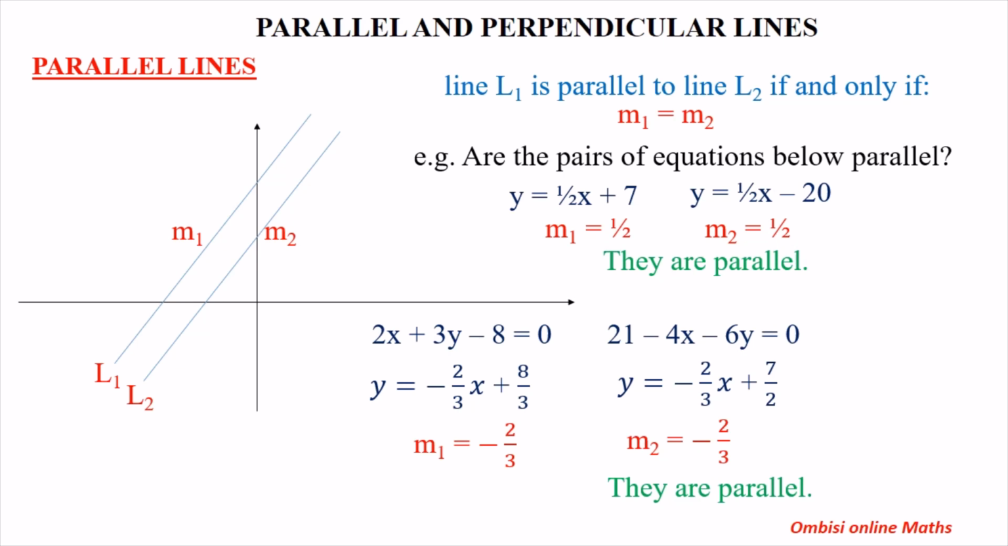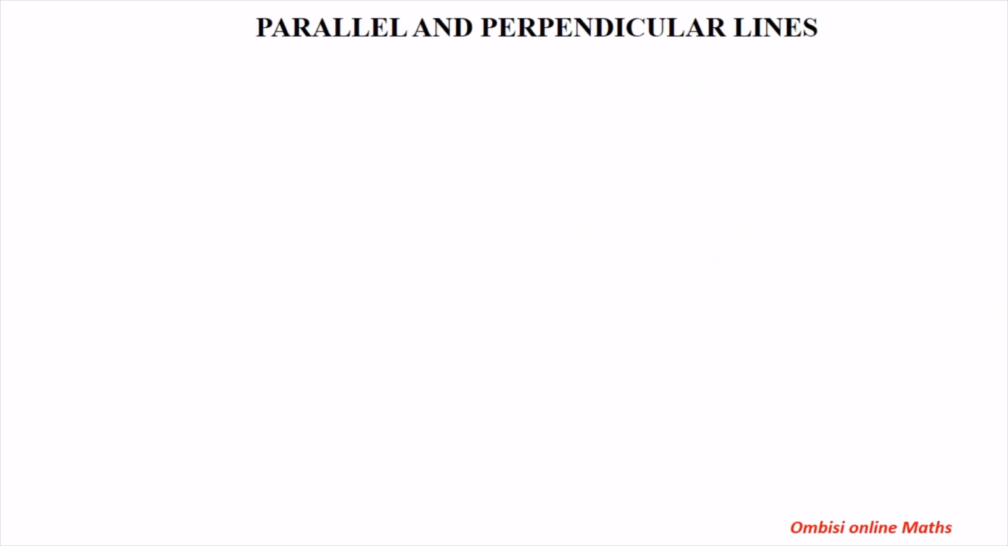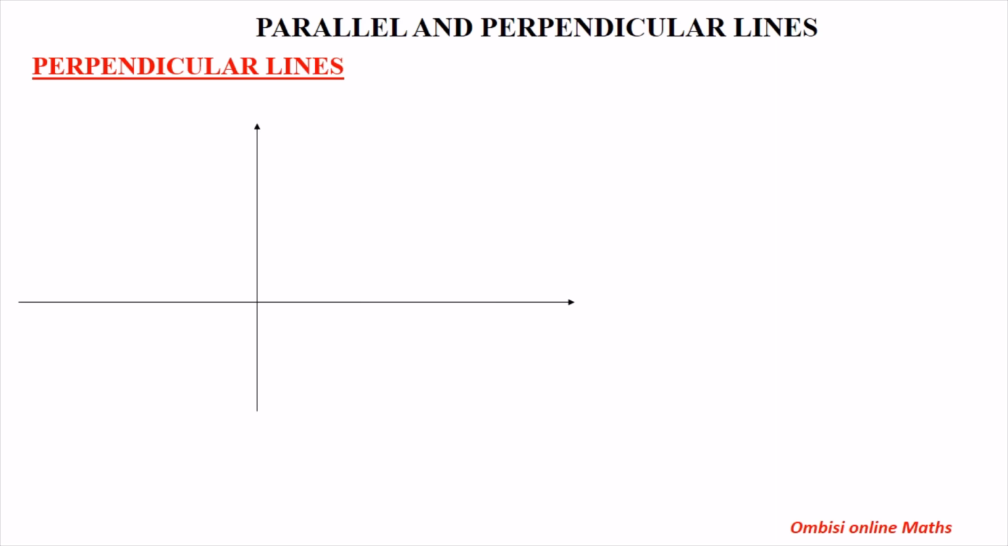Now let us look at the next concept, which is perpendicular lines. How do you know that certain lines are perpendicular? Perpendicular lines are lines that meet at an angle of 90 degrees. We still use a Cartesian plane with line 1 and line 2. Line 1 has a gradient of m1 and line 2 has a gradient of m2.